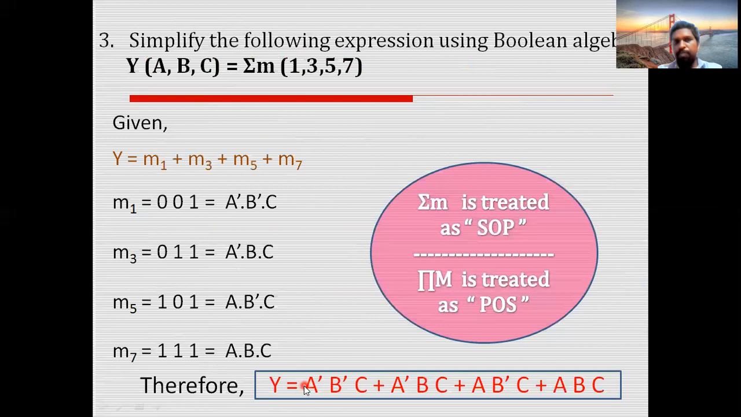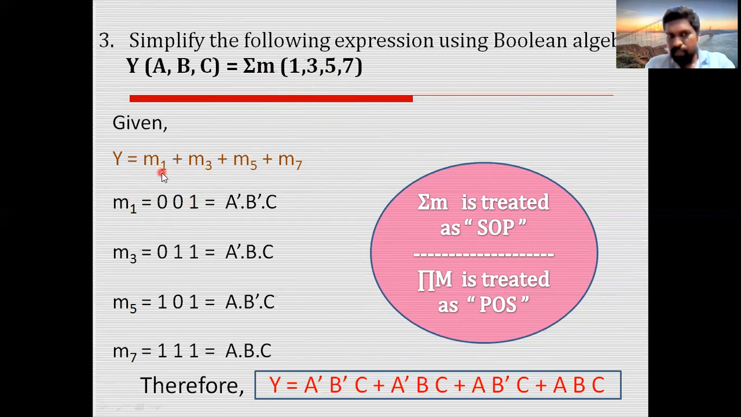Next, these will be some problematic questions given for you. Simplify the following expression using Boolean algebra. By seeing it clearly, it is an SOP expression. SOP means summation M. When you have pi capital M, take it as POS. As per the question, it involves M1 plus M3 plus M5 plus M7. Write the statement in expanded form.